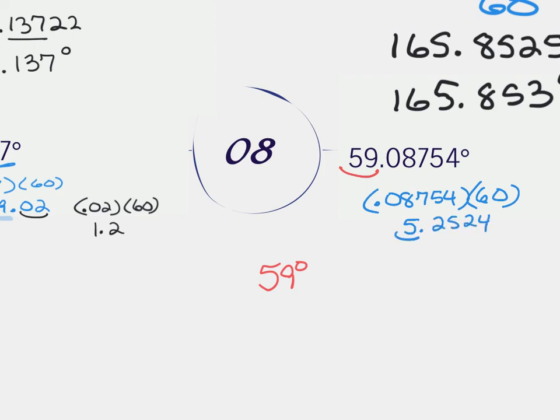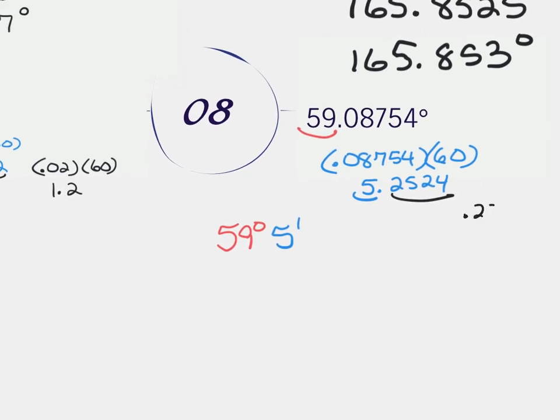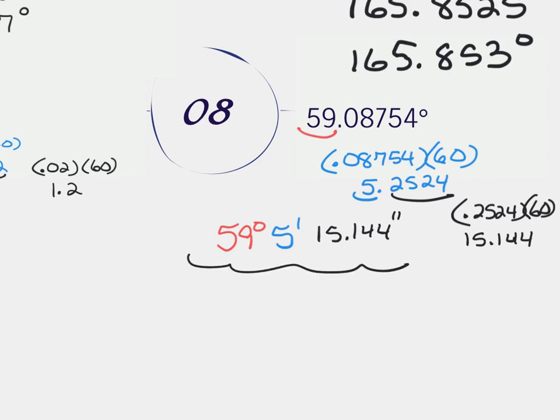5.2524. Again, take the whole number portion. That becomes the minutes. Take the remaining decimal portion and multiply that by 60. And you end up with 15.144, and these become the seconds. So when you're answering any of these questions, just make sure that you read what it wants you to round to.